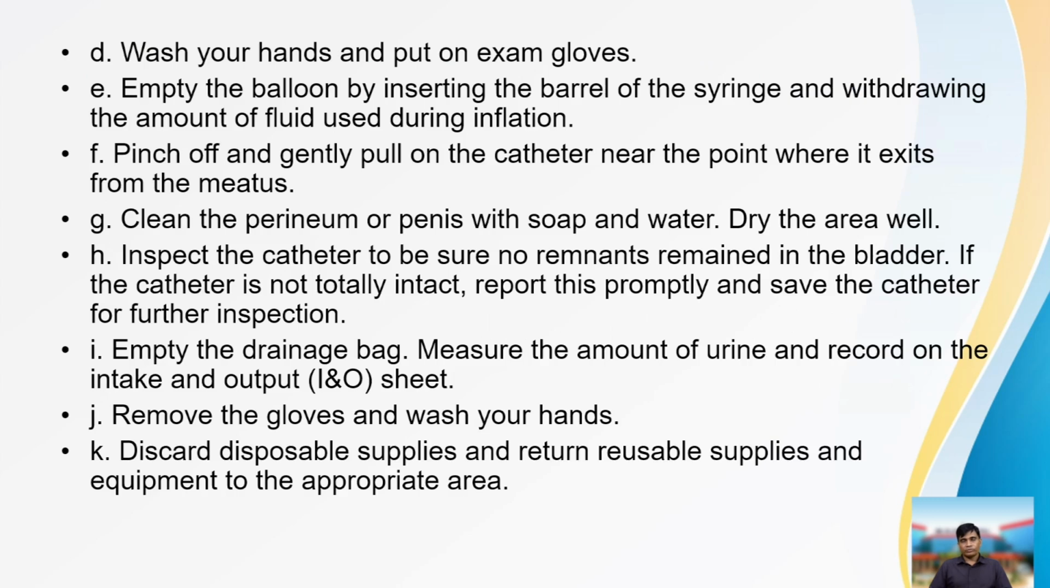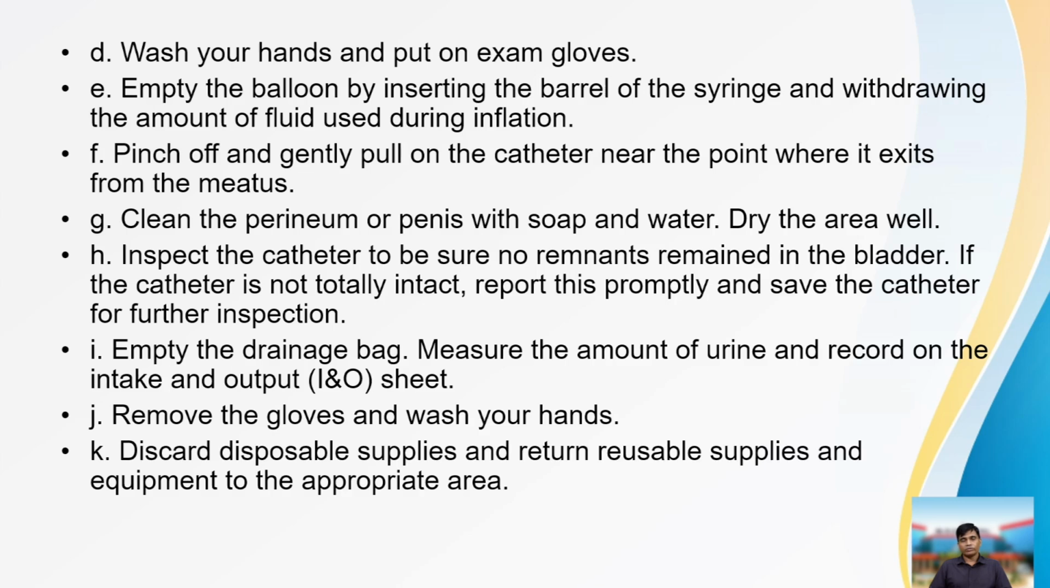Wash your hands. Put on the examination gloves. Empty the balloon by inserting the barrel of the syringe and withdrawing the amount of fluid used during inflation. Gently pull on the catheter near the point where it exits from the meatus. Clean the perineum or penis with soap and water and dry the area well. Inspect the catheter to be sure no remnant remains.